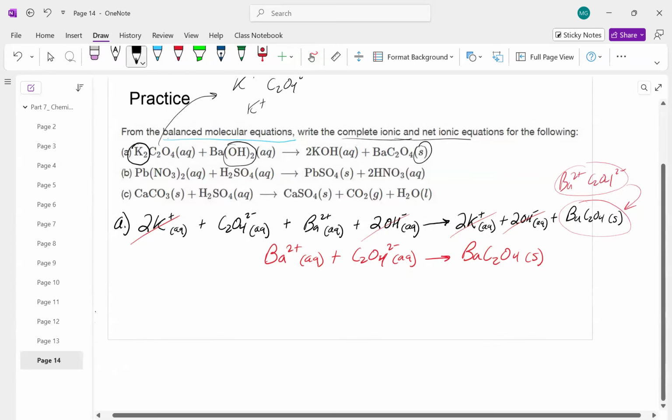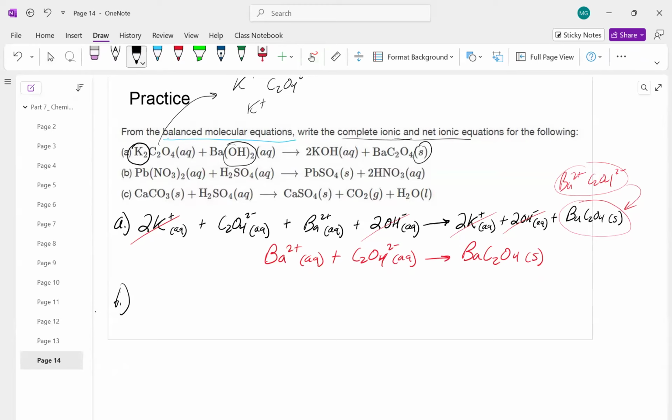All right, so let's look at B. Again, everything that's aqueous, we're going to break up into its ions. So I'll start with lead. Here, lead is plus 2. And notice in this equation, which is not necessarily balanced, there are two nitrates. So I'm going to represent that with the coefficient here. Now we have H2SO4. I have two hydrogens, so I'll have two H plus, and then one sulfate.